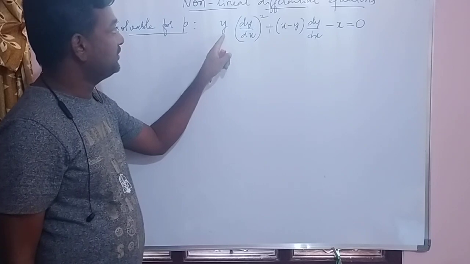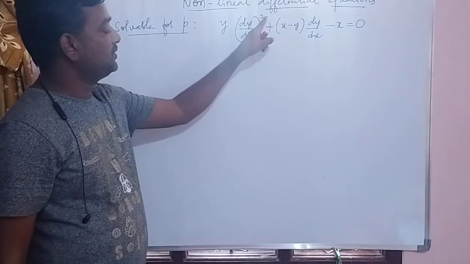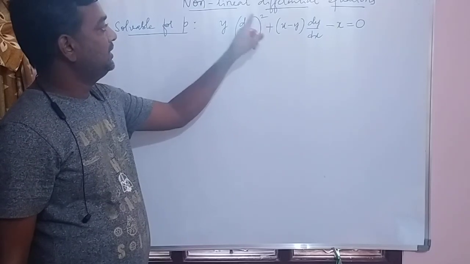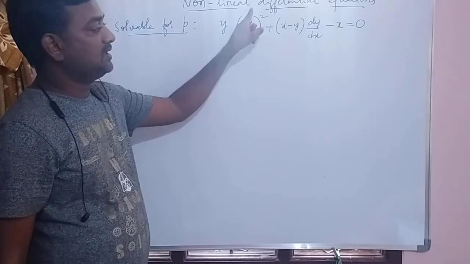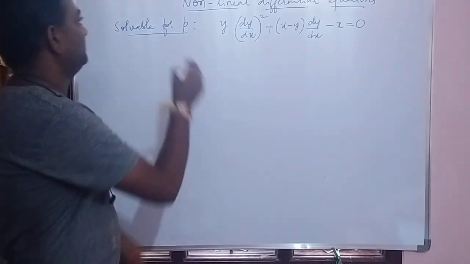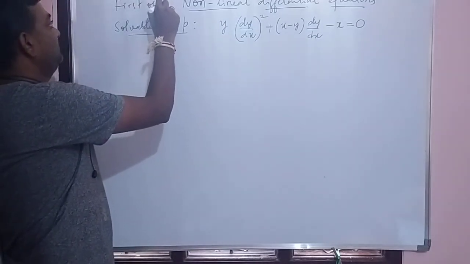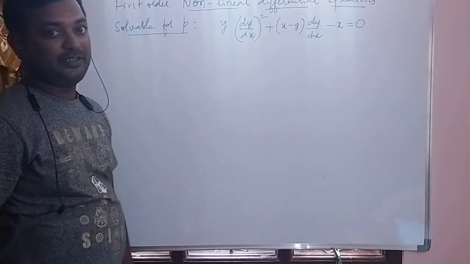For example, look at y into (dy by dx) whole square. So order is 1, degree is 2. This is also called first order nonlinear differential equation, students.